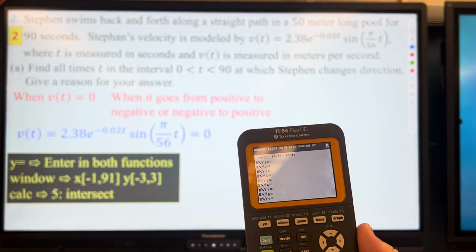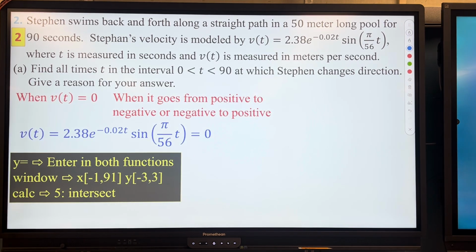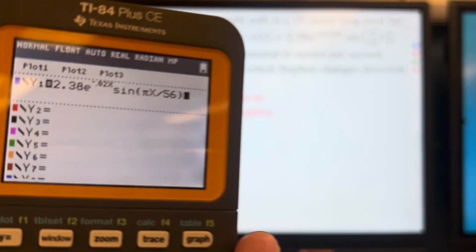So my first function is going to be that big one, 2.38. I'm not going to type it in front of you just because it takes too long, and it hurts my arm. E to the negative 0.02 x, instead of t's I put x, put the right button. Sine, the parentheses are already open for you. We're going to do a pi. Where's pi at? I lost pi. Oh, right where the caret is. Pi divided by 56. No, pi t. So pi x divided by 56. Close parentheses. So that's what I have right there.